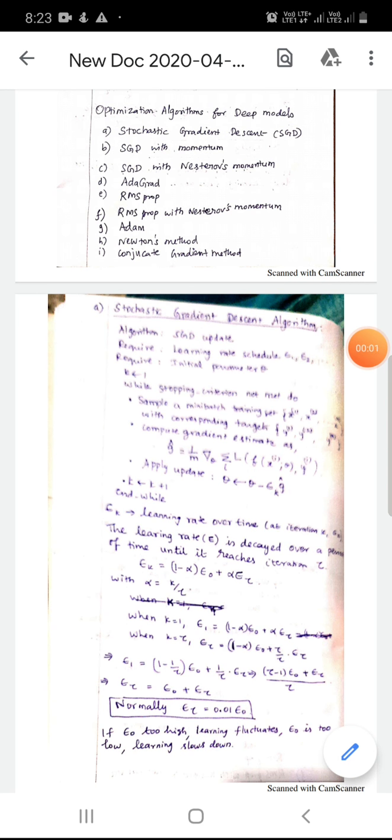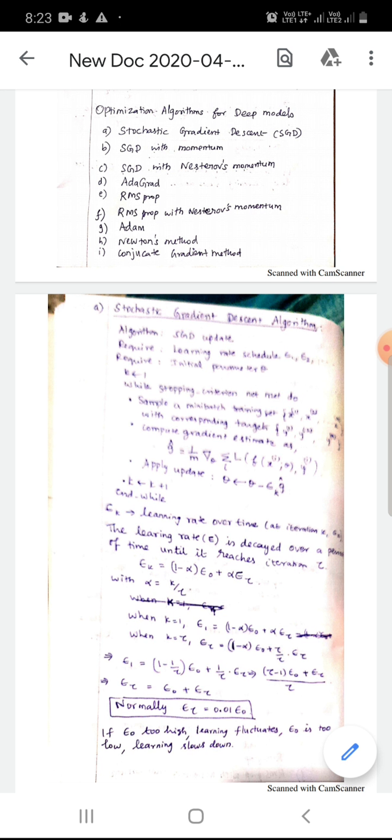Okay, good morning all. Today we are going to discuss the optimization algorithms for deep model learning. There are nine various optimization algorithms, starting from stochastic gradient descent, followed by stochastic gradient descent with momentum as well as Nesterov momentum, which are the three techniques. And after that there are adaptive techniques called AdaGrad, RMSProp, RMSProp with Nesterov momentum, Adam, Newton's method as well as the conjugate gradient method.